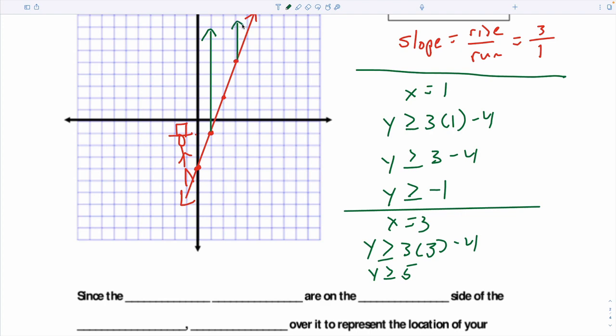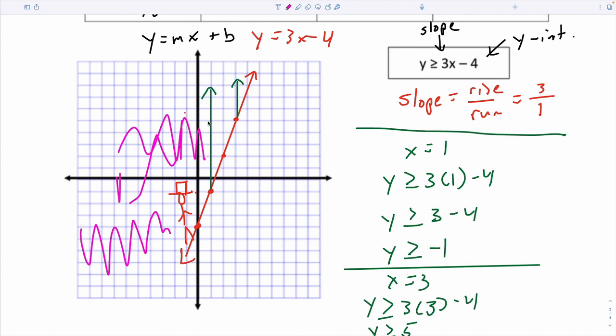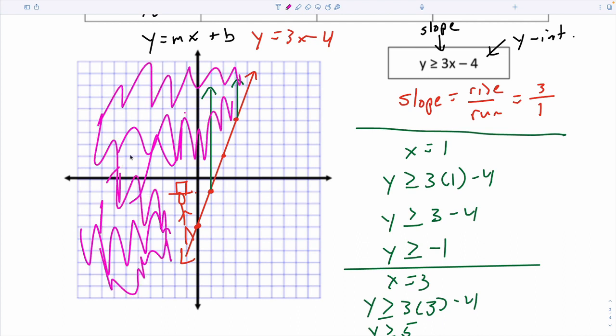So what you just found out was in an inequality, normally the points are only the ones on the graph, but the things that will make it a solution are anything above this line. Every point in this shaded area will work.